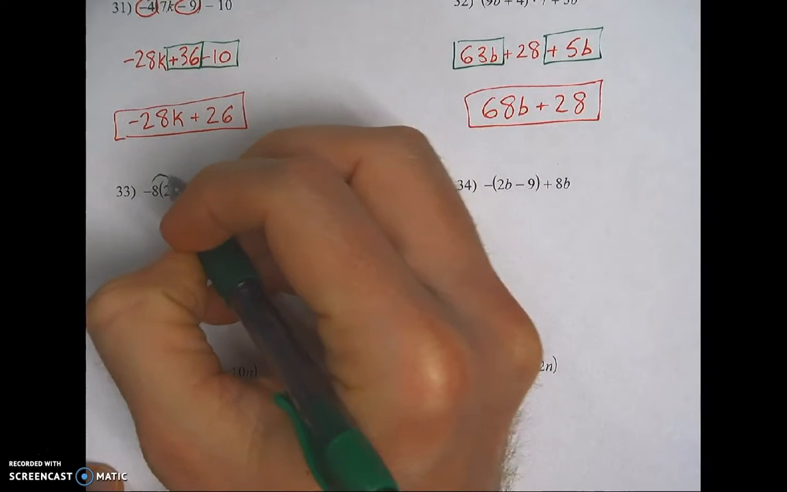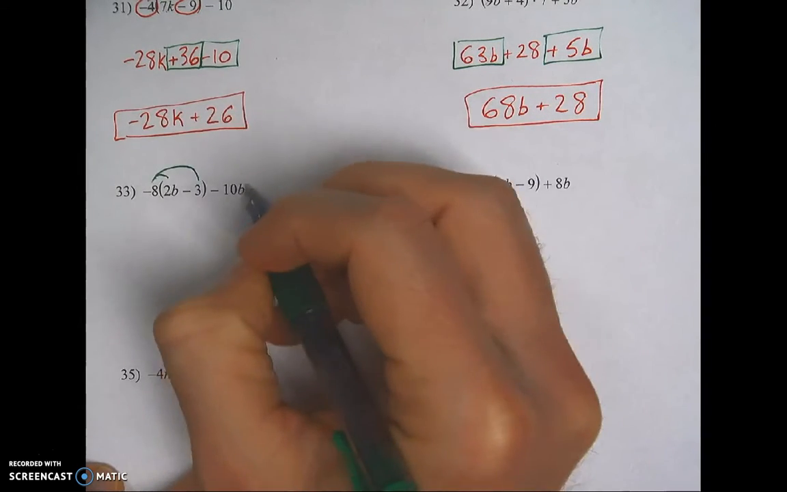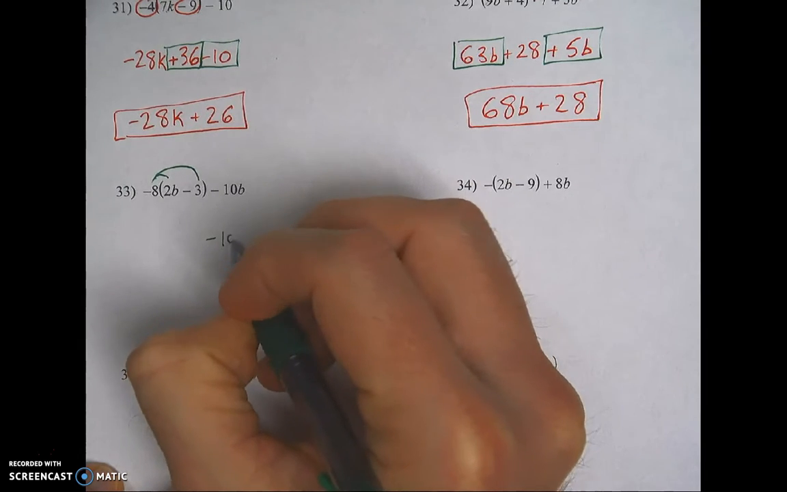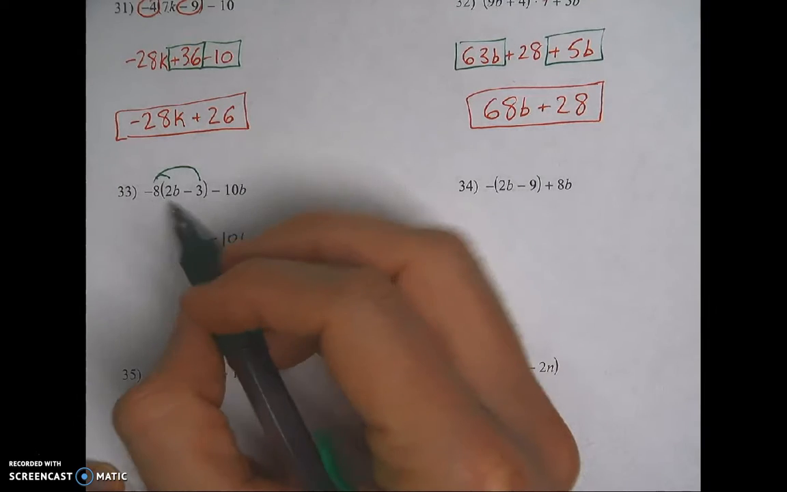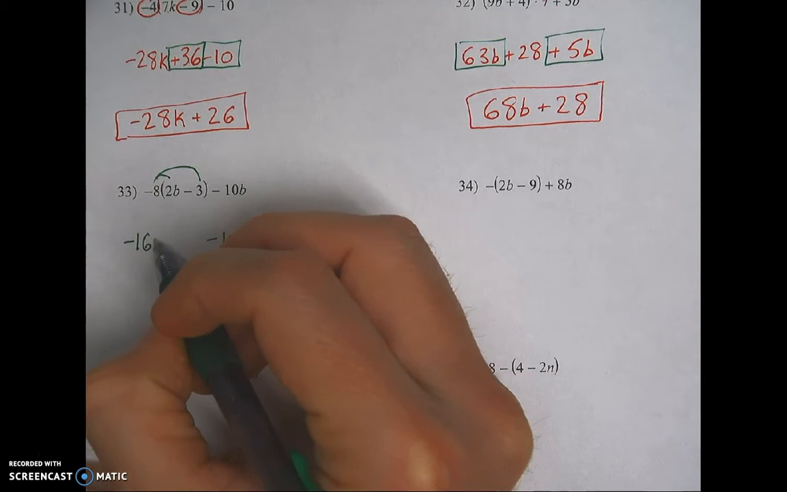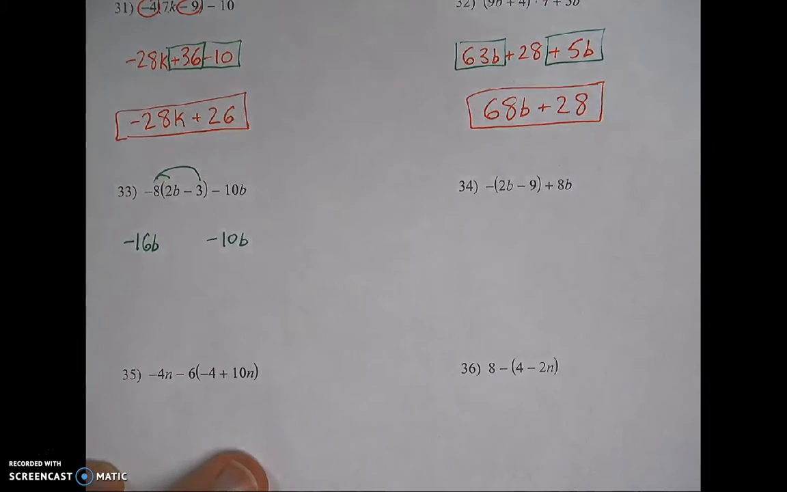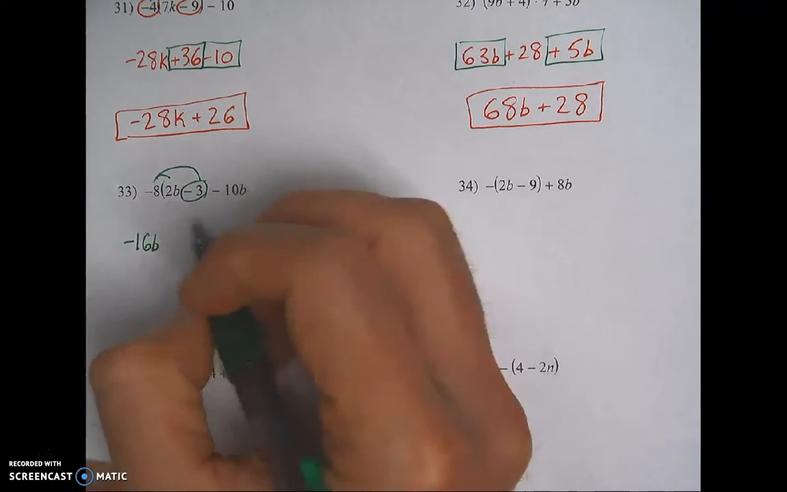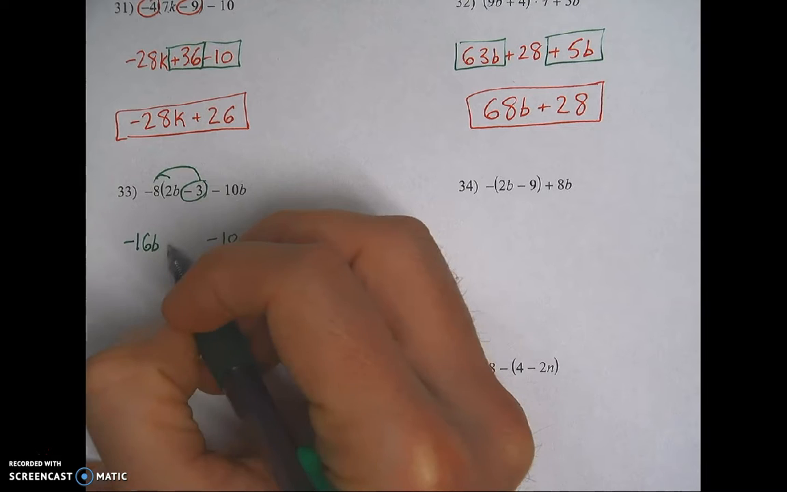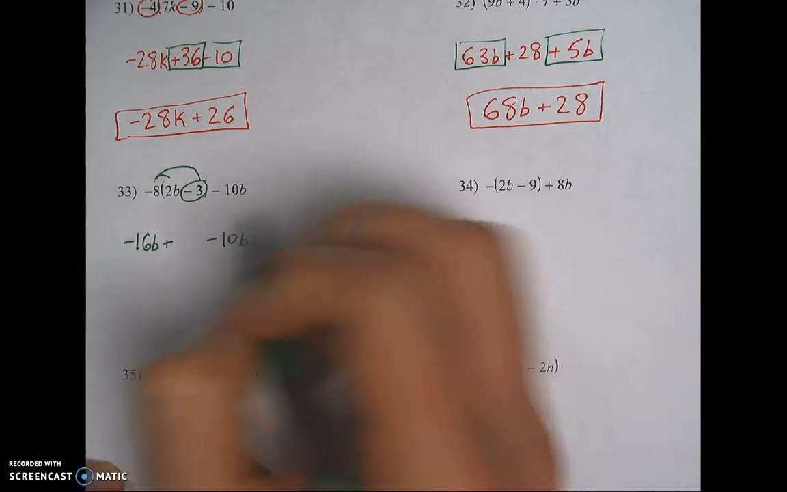So I'm going to distribute the negative 8 to both of these. This minus 10b is not affected by the multiplication, so it's going to come down. So negative 8 times 2 is negative 16b. Try and make your 6 and your b look a little different. Negative 8, this is times a negative 3, so this is a negative times a negative, which is a positive, so I must write plus 24.